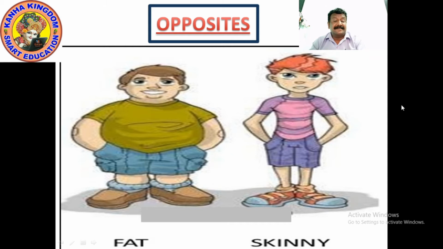Right? Fat and skinny. When you talk about skinny, it means he doesn't have much muscle on him. His bones are visible, so he is called skinny. Right? Please write this down. Fat, skinny. S-K-I-N-N-Y, skinny. F-A-T, fat. Opposite of fat is skinny. Opposite of skinny is fat. Please write it down.